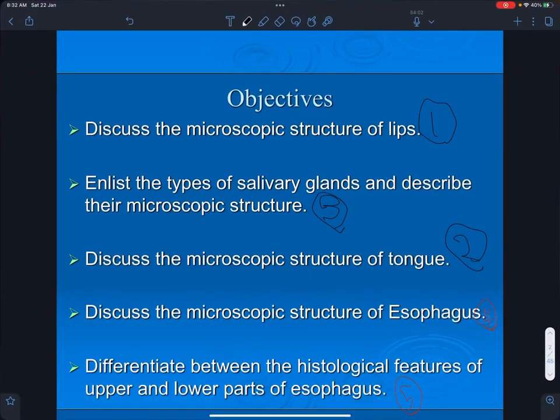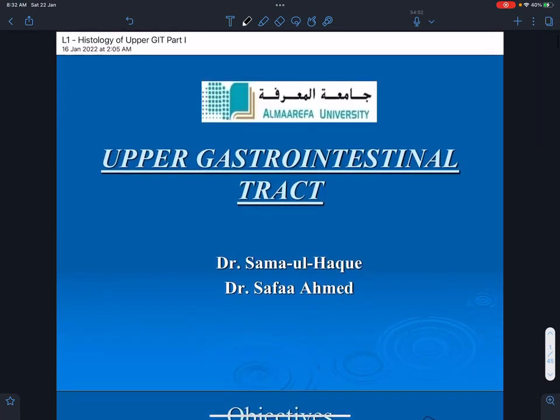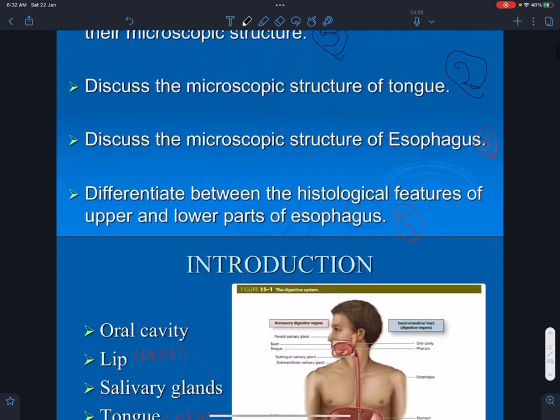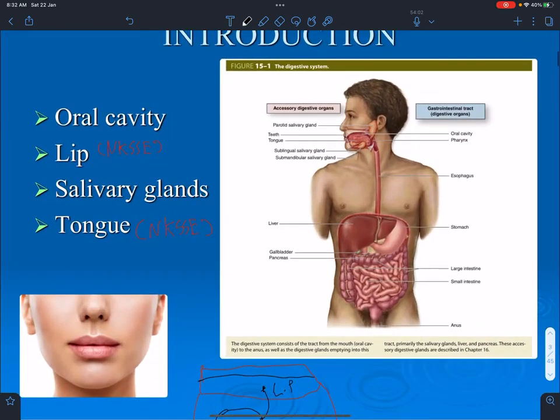Alright, Bismillah. Let's start with doing a quick revision, I hope, for the upper GIT tract regarding the histology. If we're going to start with the histology for this video, it's going to start with the oral cavity histology all the way to the esophagus. We're going to take the stomach and duodenum in part 2, inshallah. And so we're going to start with the oral cavity to the esophagus in that case.